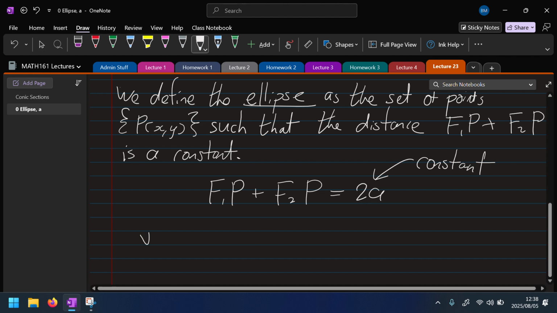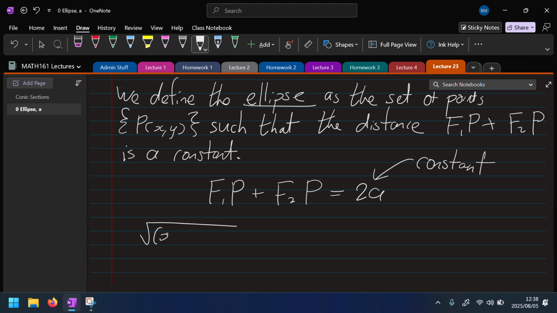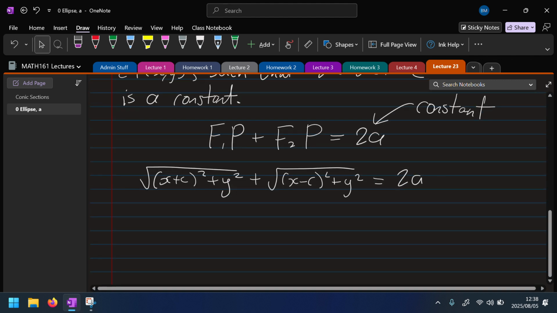So a distance formula. We have the root of (x plus c) squared plus y squared, plus the root of (x minus c) squared plus y squared, is equal to 2a. That's just the distance formula, nothing special there. So from this step onwards is just algebra. Let's go through it.